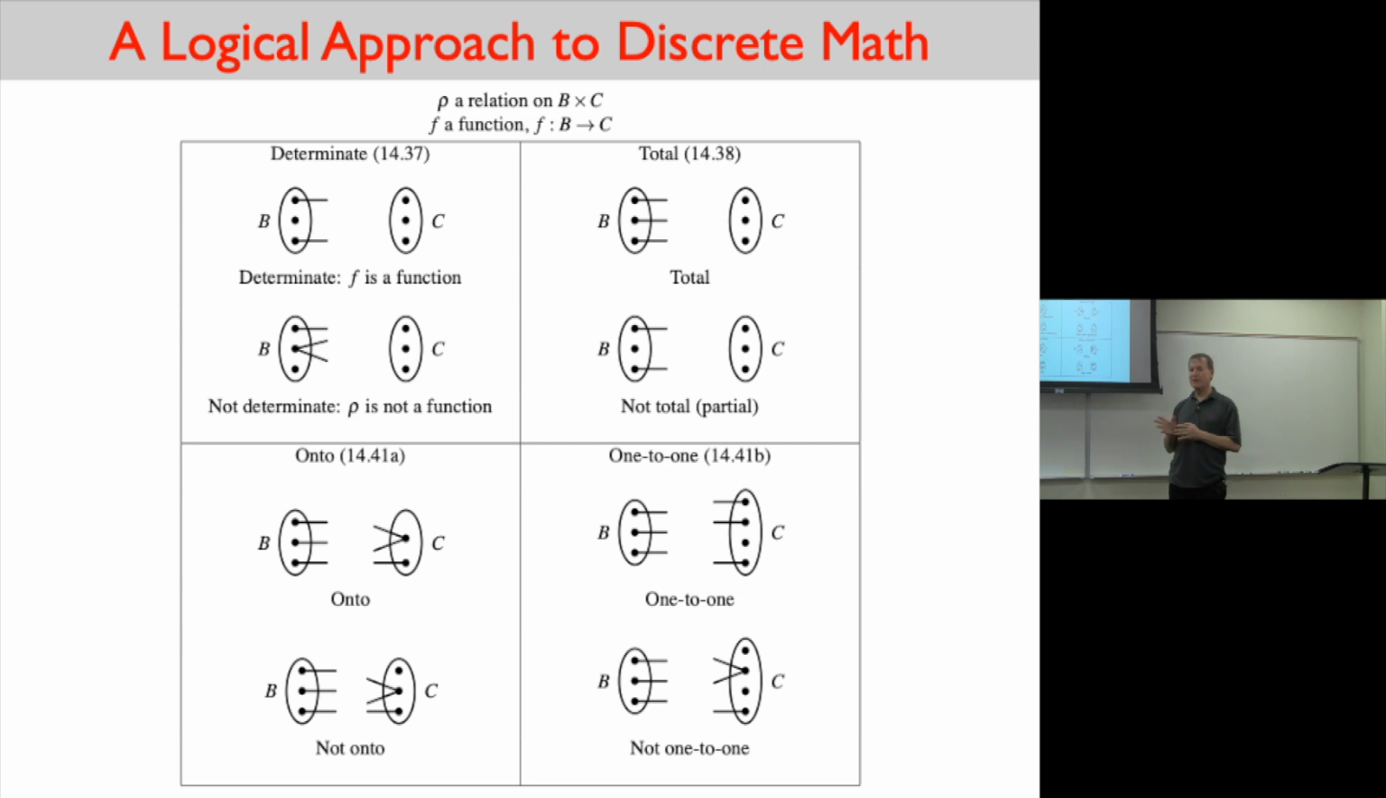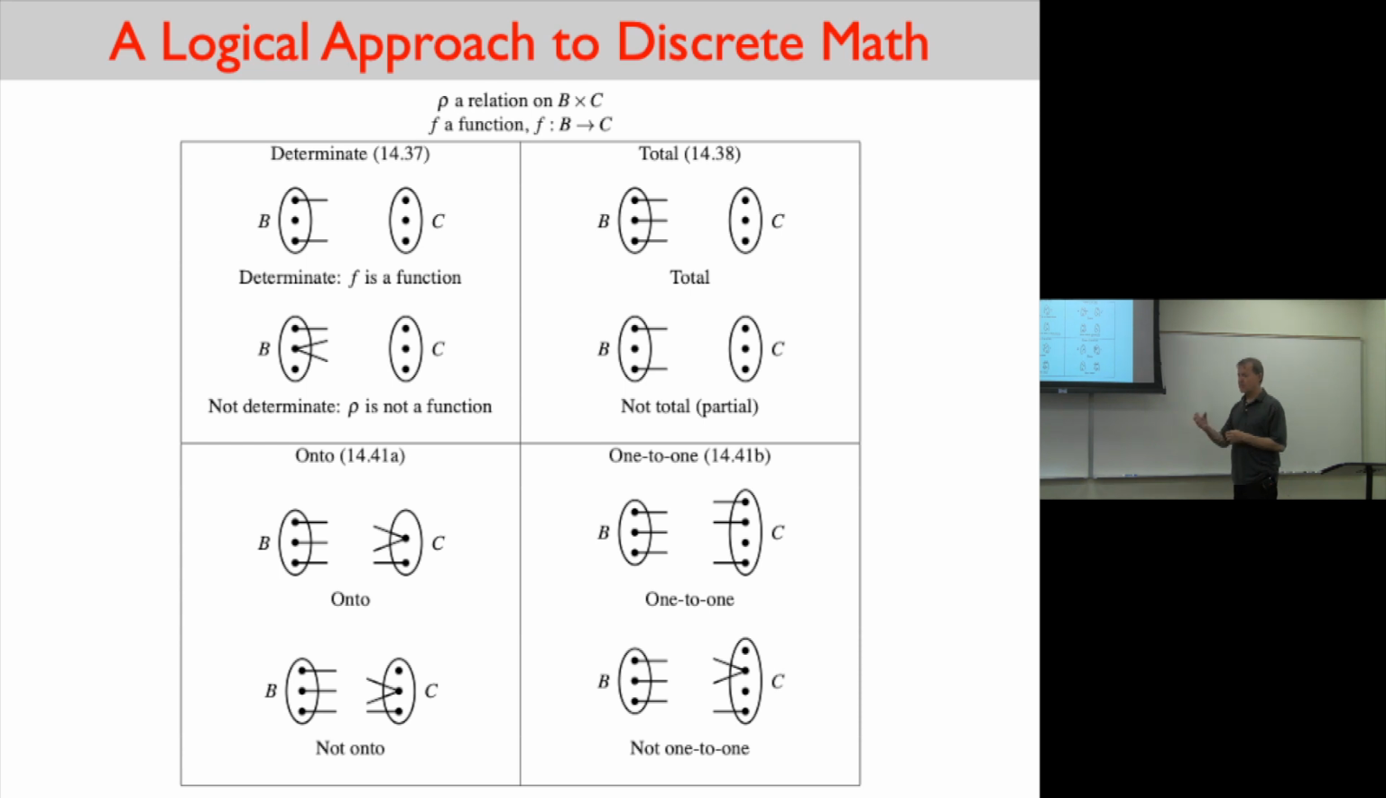In order for a relation to be a function, what must it be? It must be determinate. And determinate means what? That's the vertical line test. You can't have two mappings from one point in the domain to two different points in the range. Providing that it is determinate, then total, one-to-one, and onto all apply to functions. So total, one-to-one, and onto assume that the function is determinate.